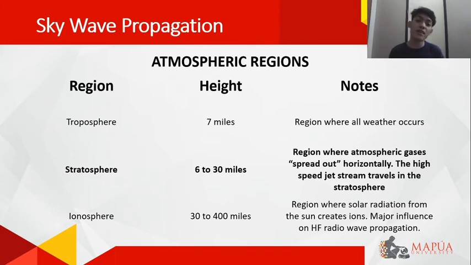Now we proceed with skywave propagation. But before that, let us first discuss the different atmospheric regions. We have the troposphere, stratosphere, and ionosphere. The troposphere has a height of 7 miles, and this is the region where all weather occurs, while the stratosphere is about 7 to 30 miles, and in this region atmospheric gases spread out horizontally; the high-speed jet stream travels in the stratosphere as well. The ionosphere is about 30 to 400 miles, and this is the region where solar radiation from the sun creates ions, a major influence on high-frequency radio wave propagation.